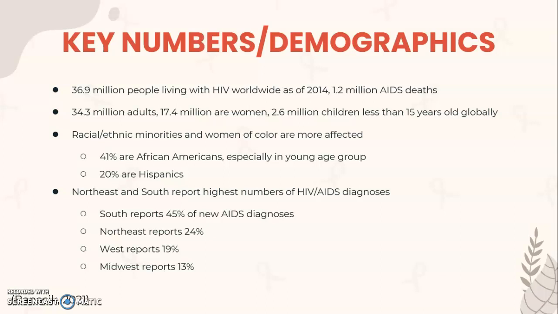So as far as race and ethnicity goes, racial and ethnic minorities and women of color are more affected. 41% are African Americans, especially in the young age group, and 20% are Hispanics. The Northeast and South report the highest numbers of HIV and AIDS diagnoses. The South reports about 45% of new AIDS diagnoses. Northeast reports 24%, the West reports 19%, and the Midwest reports 13%.